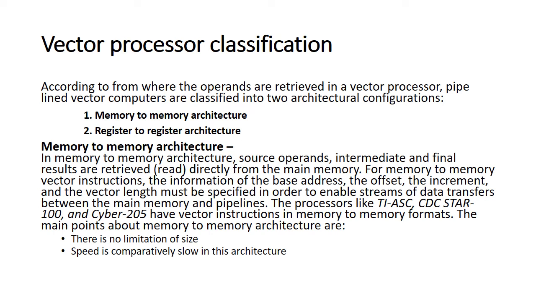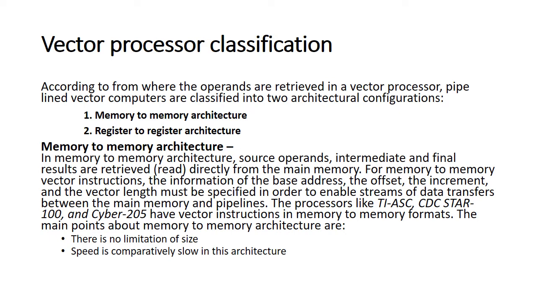In memory to memory architecture, source operands, intermediate and final results are read directly from the main memory. For memory to memory vector instructions, the information of the base address, the offset, the increment and the vector length must be specified in order to enable a stream of data transfer between the main memory and pipelines. Processors like TI-ASC, CDC Star 100 and Cyber 205 have vector instructions in memory to memory format.